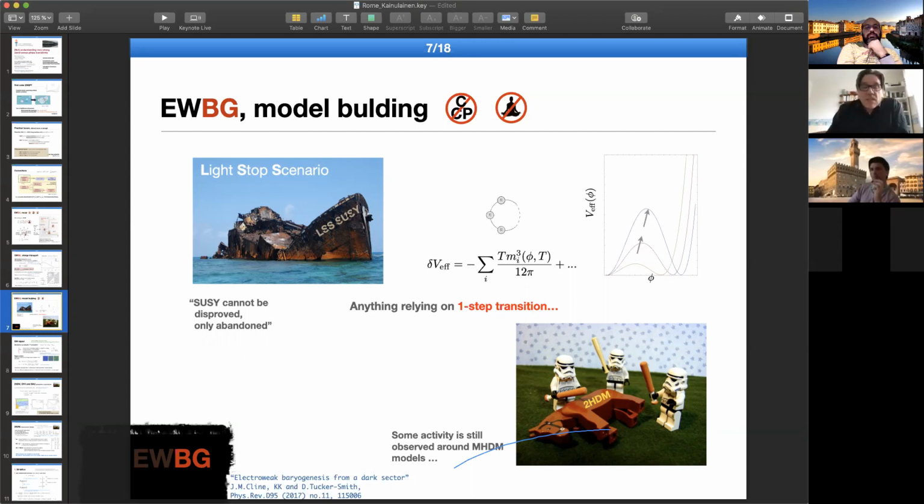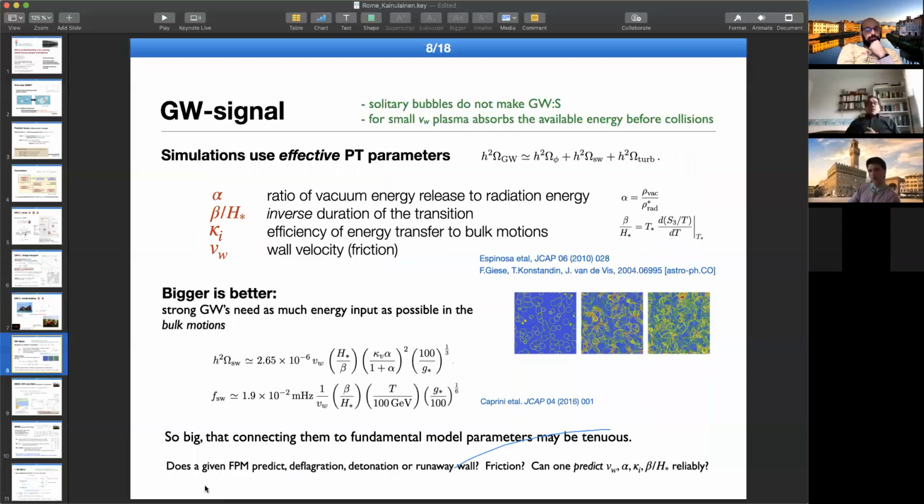Some activity is still observed around multi-Higgs doublet models, although in my opinion it seems that if the electroweak baryogenesis is the source for baryogenesis, it has to go to the dark sector. That seems to be where you have to go, just because of the strong CP violation constraints from ACME. But now, enough of baryogenesis.